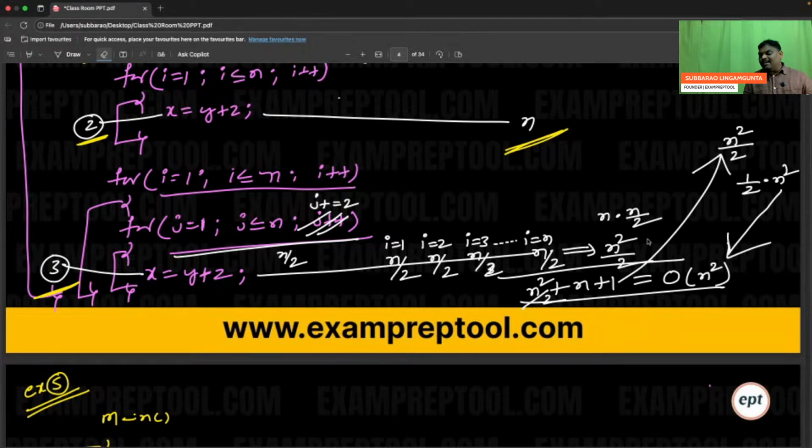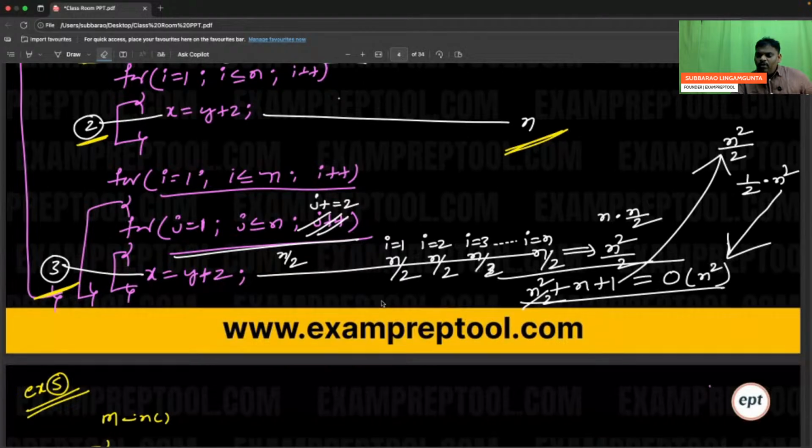Suppose I is n times only, but J is n by 2. So for each I value, n by 2. So n times n by 2, so n square by 2. So n square by 2 plus n plus 1. The bigger one is n square by 2. N square by 2 can be written as 1 by 2 into n square, which is nothing but big O of n square.